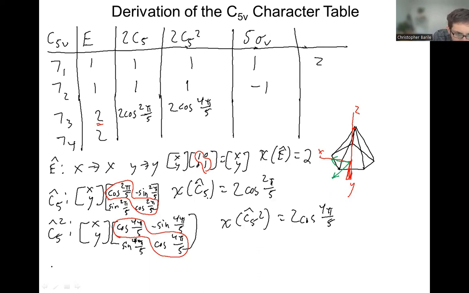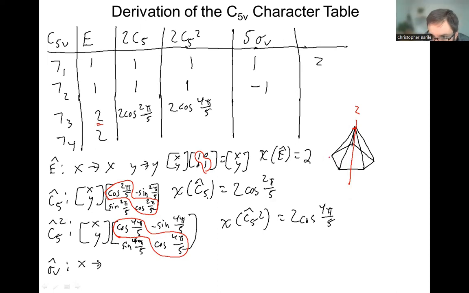Last one. Let's see what happens here. We've got a sigma v. What is that going to take x to? Well, we're going to have a mirror plane, and let's define the easiest mirror plane that we can. Let me redefine things, how I should have defined this to make my life simpler for this part. Our z-axis has to be the principal rotation axis. Character table rules are designed this way, but x and y don't matter.